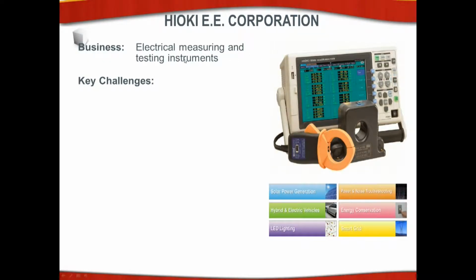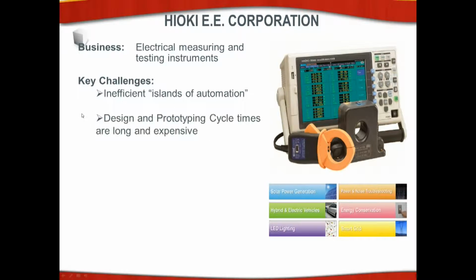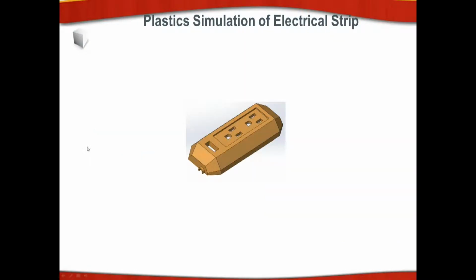So I've got a customer, Hioki, and they make some medical equipment or electrical equipment, and you can see they've got a lot of little plastic parts that they have to deal with. Some of their key challenges were islands of automation. Some of their cycle times were very long and expensive. They needed to improve their manufacturing efficiency for the most part.